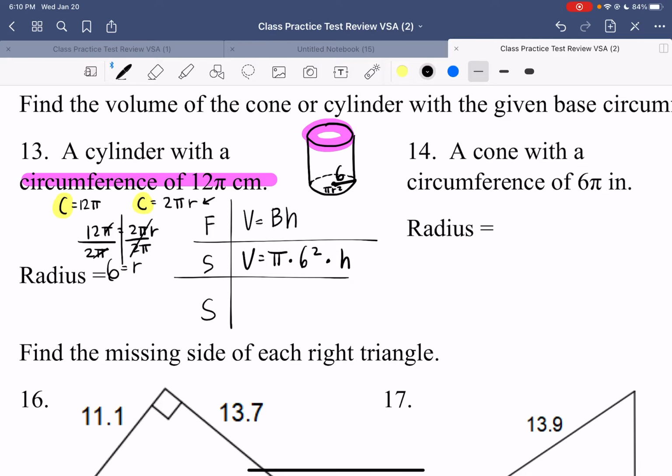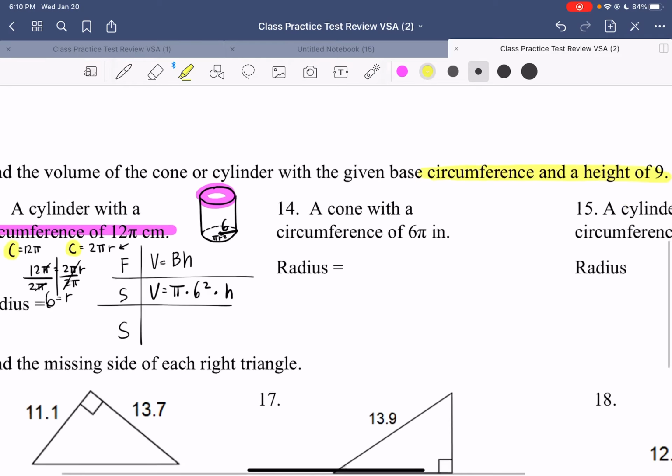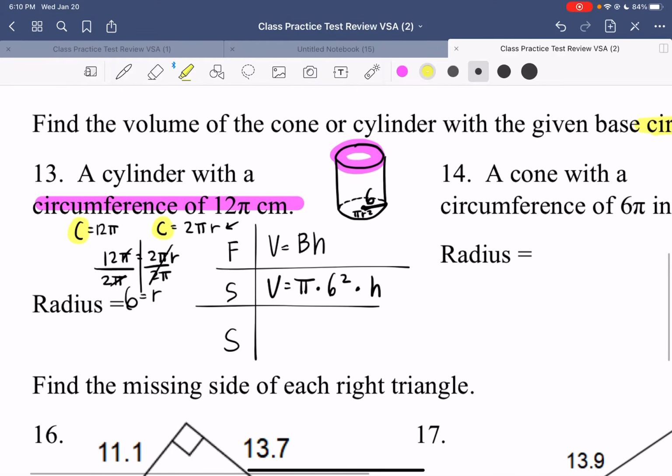So let's try another one. Oh, they did give us a height, sorry, right here: base circumference and a height of 9. So the height is going to be 9.